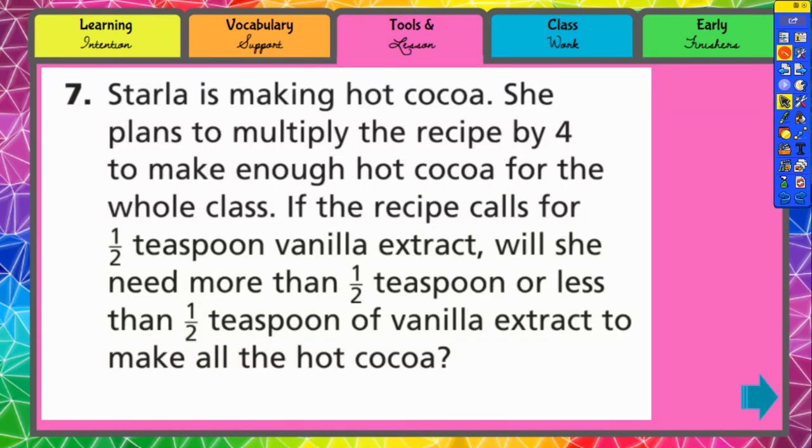Okay, now let's take a look at this problem. We have Starla. Starla is making hot cocoa. She plans to multiply the recipe by 4 to make enough hot cocoa for the whole class. If the recipe calls for 1/2 teaspoon of vanilla extract, will she need more than 1/2 teaspoon or less than 1/2 teaspoon of vanilla extract to make all the hot cocoa?